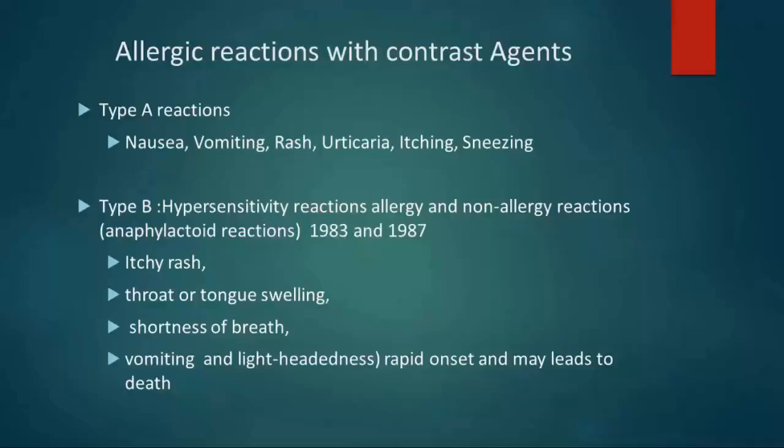The type B is a hypersensitivity reaction, and it's not very common. The first incident of the type B reaction was recorded in 1983 and in 1987. Some of the symptoms these patients might show are itchy rash, throat or tongue swelling, shortness of breath, vomiting, and lightheadedness, which sometimes occurs rapidly and sometimes may lead to death.